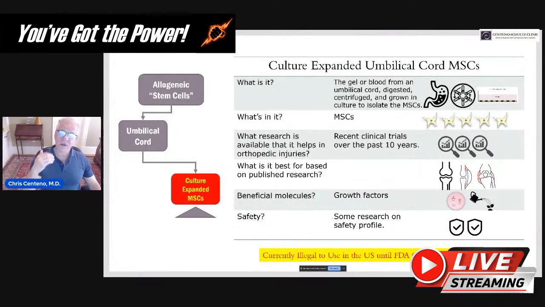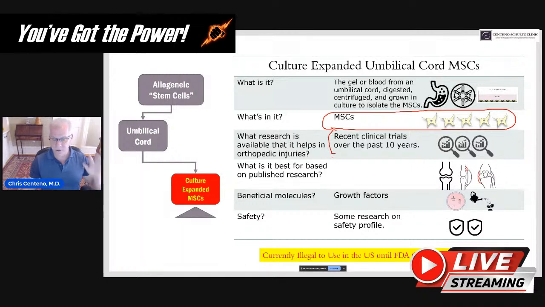You can also culture expand those umbilical cord cells. The good news is if you do that, you get lots of MSCs like the other culture expanded products we were talking about, bone marrow and adipose. And there's some pretty good research in the orthopedic realm published over the last 10 years, mostly in Asia. It does have growth factors in exosomes, and there's some research on the safety profile. Still pretty new, but that's growing, and it's currently illegal for use in the US.